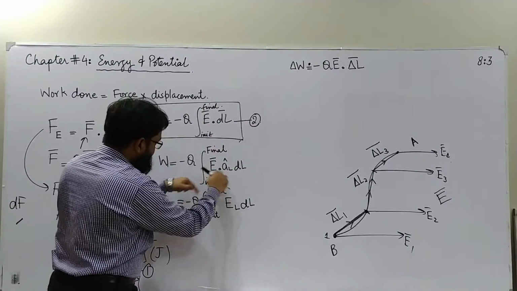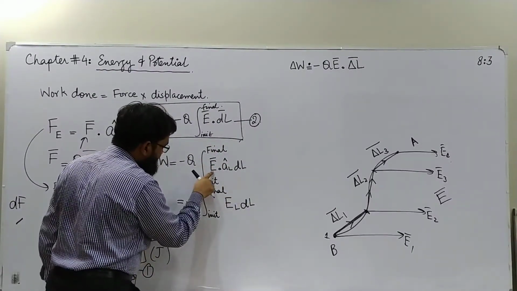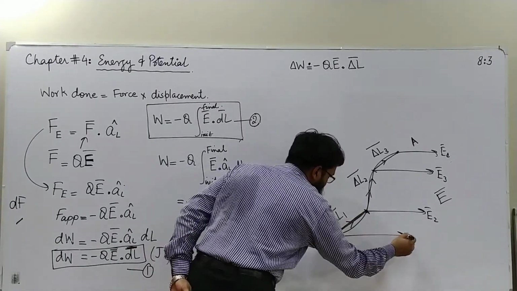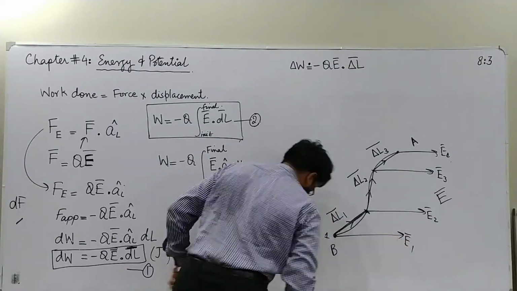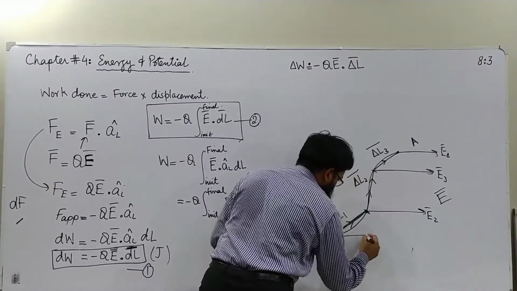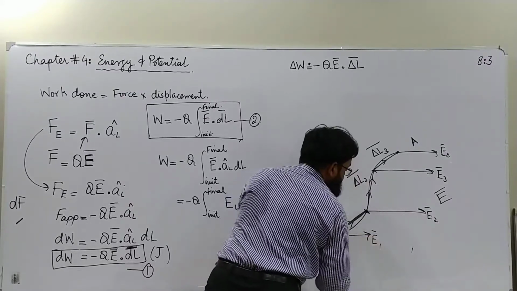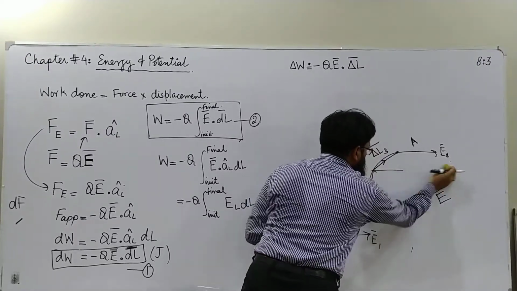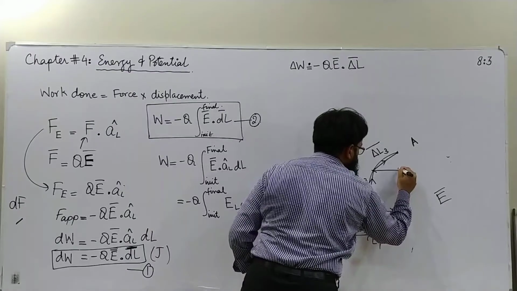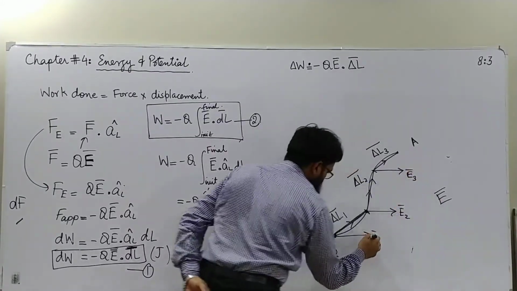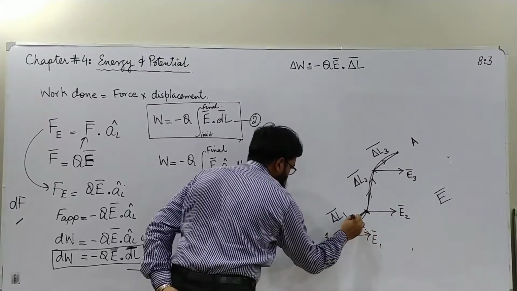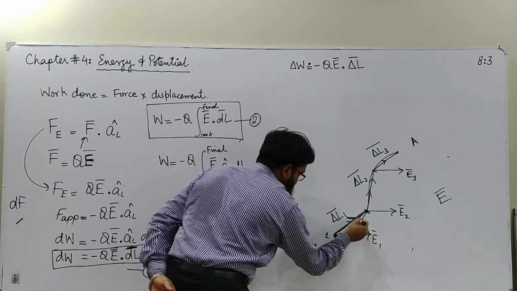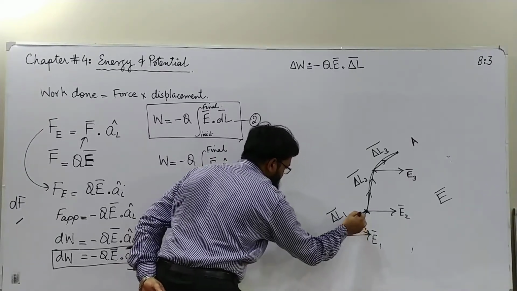So after evaluating this, what I'm getting is the component of E which is in the direction of delta L. What does the component of E in the direction of delta L mean? Let's say this is E1, where I have drawn long arrows. Let's say this is E2 and this is E3. So drop a perpendicular from E1 on delta L1. This is 90 degrees. So this component is the component.